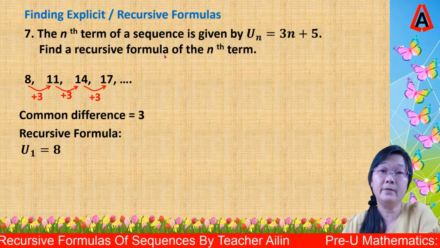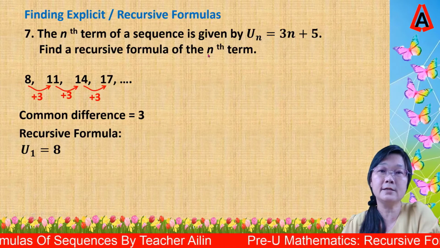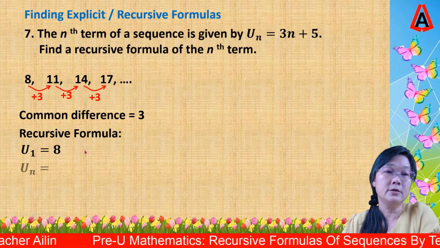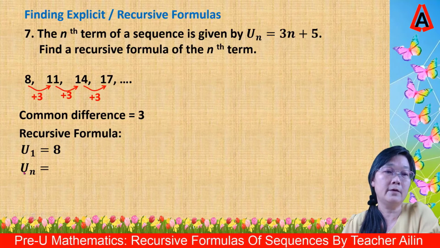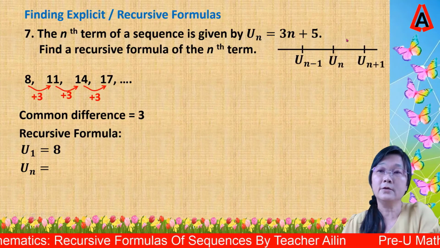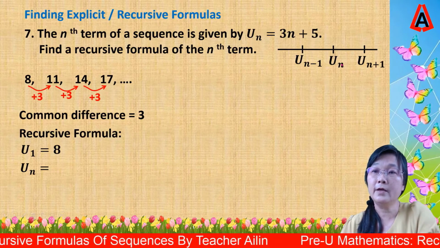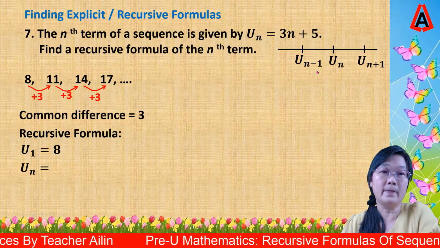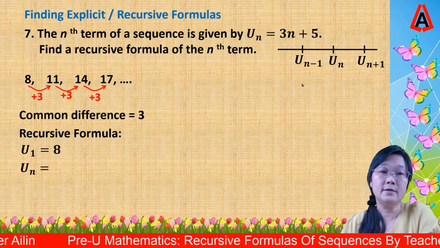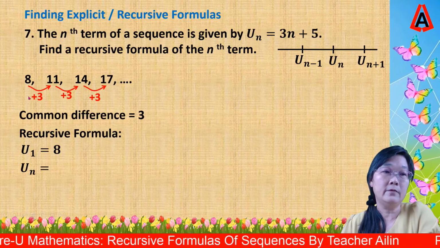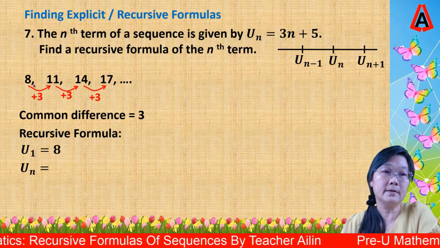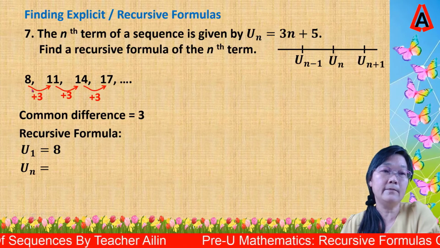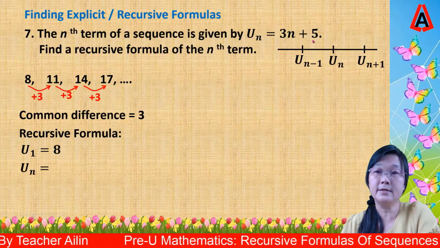Since the question asks for the recursive formula of the nth term, you are asked to find the recursive formula for un. When we look at the number line, for un the previous term is un minus 1. Looking at the numbers, every time from the previous term, we must add 3 to get the next term.